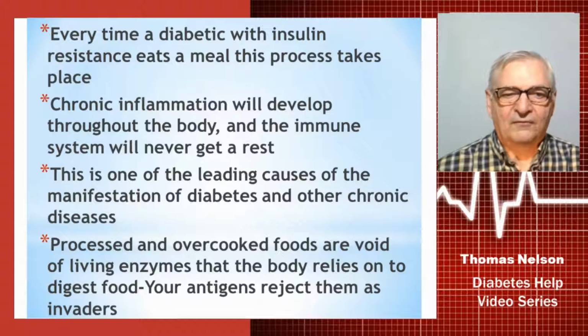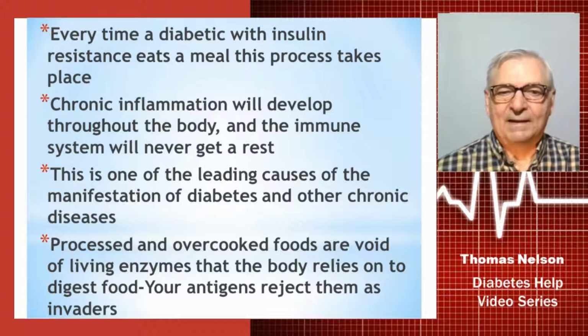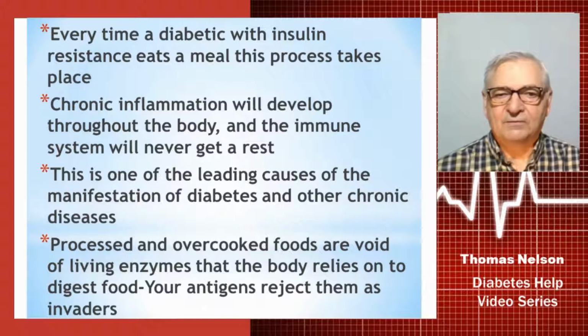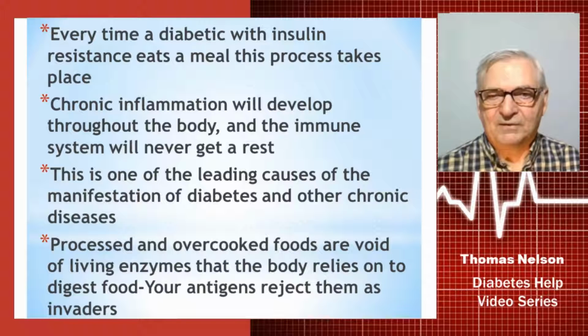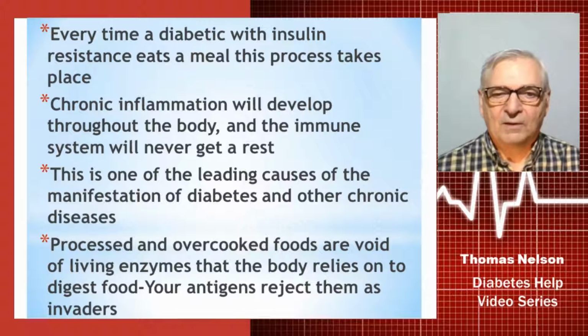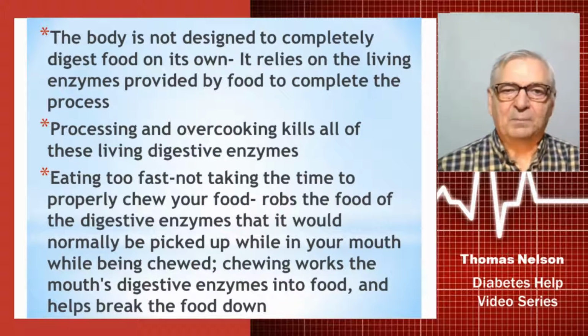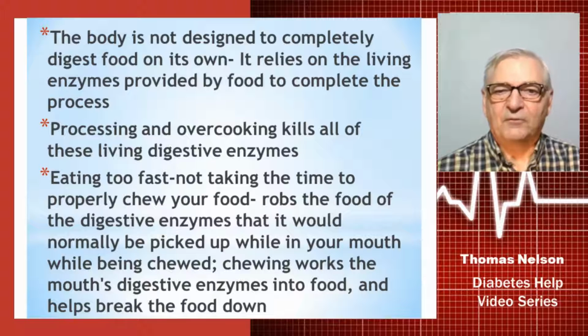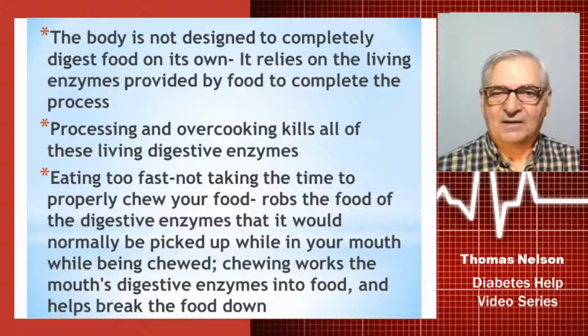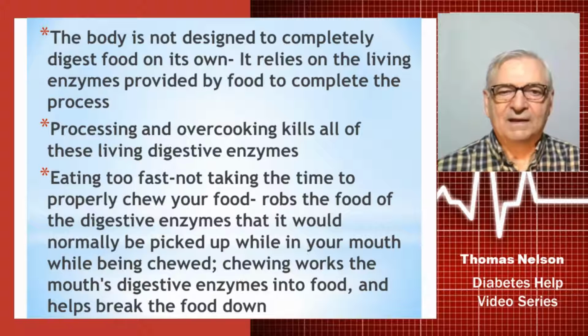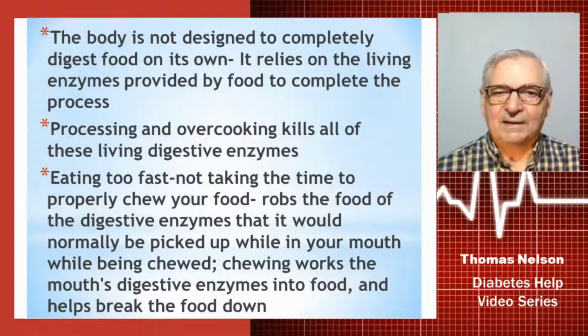Processed and overcooked foods are void of living enzymes that the body totally relies on to digest your food. So if it's overcooked, it's going to destroy them. If it has chemicals in it, it's going to impact them. So your antigens are going to reject them as invaders. The body is not designed to completely digest food on its own. It relies on the living enzymes that come with the natural form of food, provided by the food to help your body digest it. So processing and overcooking is going to kill all of those living enzymes.